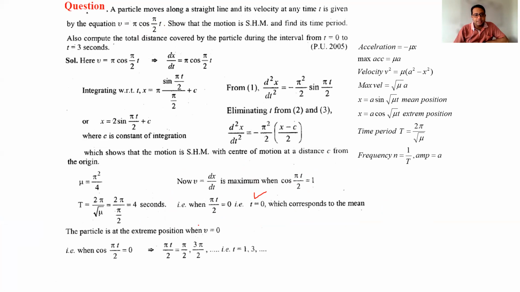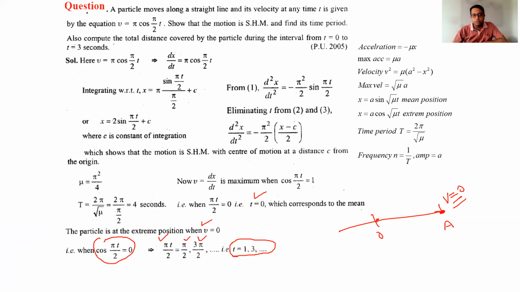Now the particle is at the extreme position when v equal to 0. So the particle is at the extreme position when the velocity is 0. We know, as discussed in the video lecture 1 of SHM, that where the particle reaches the extreme position, its velocity will be 0. So let us check what the time will be when the velocity is 0. Cos pi t by 2 is 0, and when is the value of cos 0? When theta is 90 degree, 270 degree, and so on. So on saying this, we can say t is equal to 1, 3, and so on.